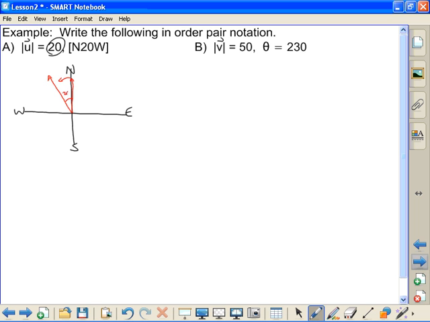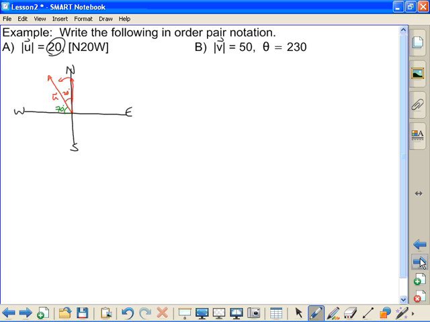So there is my vector, that's vector u. Now, key here, never, ever do we want a measurement with the y-axis. We always want it with the x-axis. So we do not want the 20 degrees, we actually want the 70 degrees. We always want the angle with the x-axis.